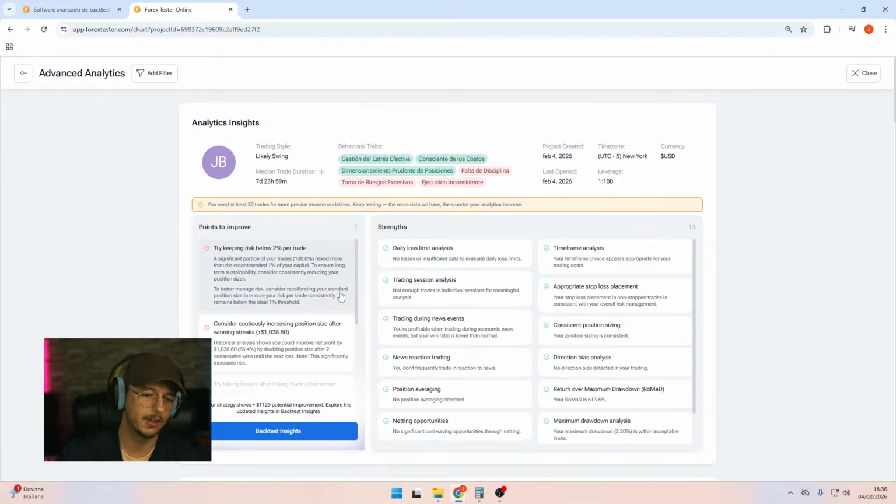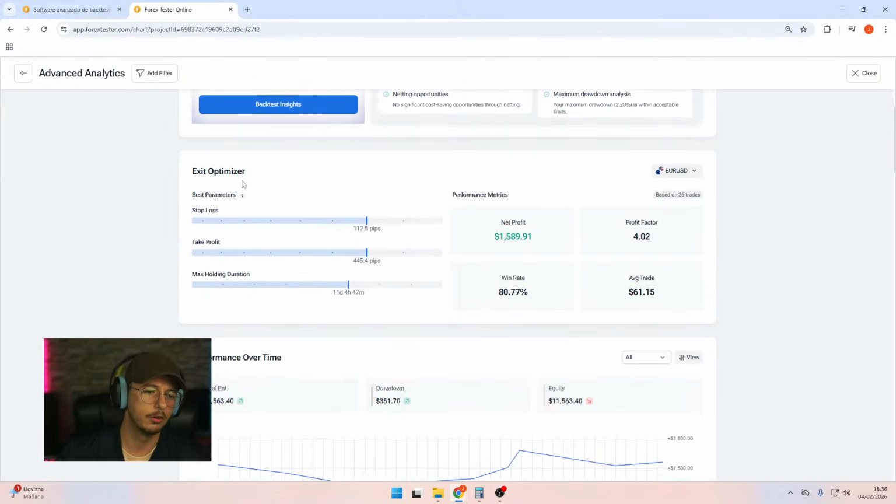I'm not going to take any more from here. And what I'm going to do is come to the exit optimizer. And if you remember, I said that this strategy doesn't use stop loss or take profit. But the exit optimizer has got one ready for me, because while I was doing the backtest, it was running several backtests behind the scenes to test it out.